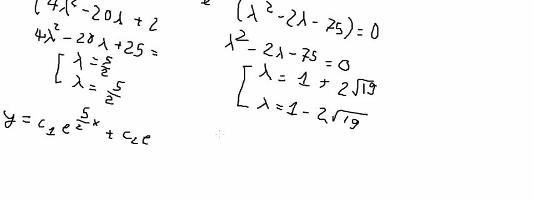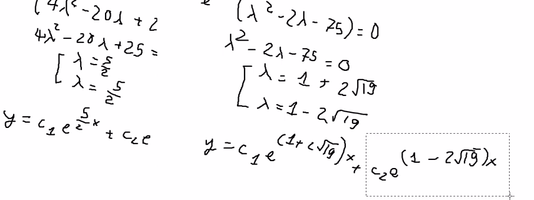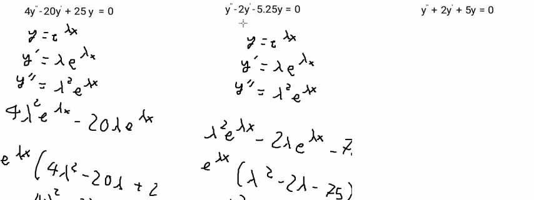And now we get y equal to C1 e to the power of 1 plus 2 multiplied with the square root of 19 s, plus C2 e to the power of 1 minus 2 multiplied with the square root of 19 s. This is the solution of this one. Now we do the same technique for this one.